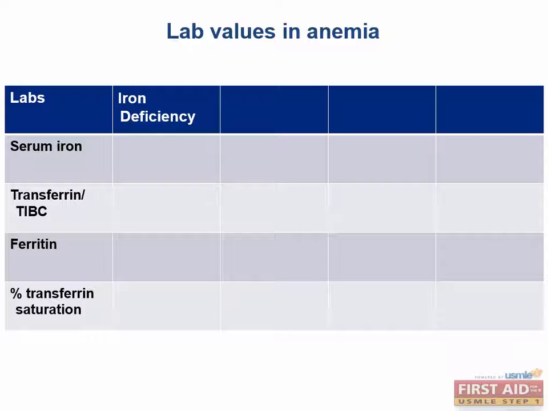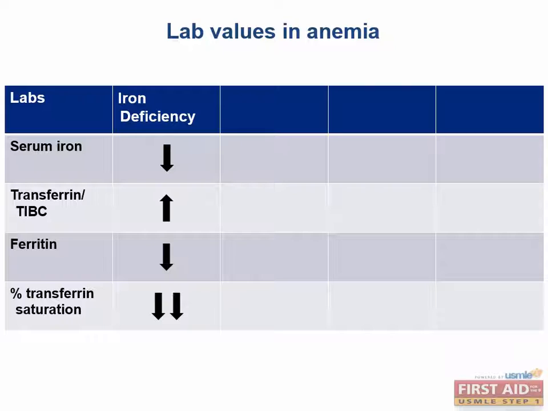Now let's talk about all of our labs in iron deficiency. Try to predict each of these labs. The serum iron would be low. The total iron binding capacity, or transferrin, would be high, as the body is trying to capture and use as much of the iron as it can. The ferritin would be low, as the total body iron is low. Both the serum iron and stored iron are going to be low. And lastly, our percent transferrin saturation is going to be very low. This is because as we've decreased the numerator, which is serum iron, and increased the denominator, which is total iron binding capacity, we have drastically decreased the percent transferrin saturation.